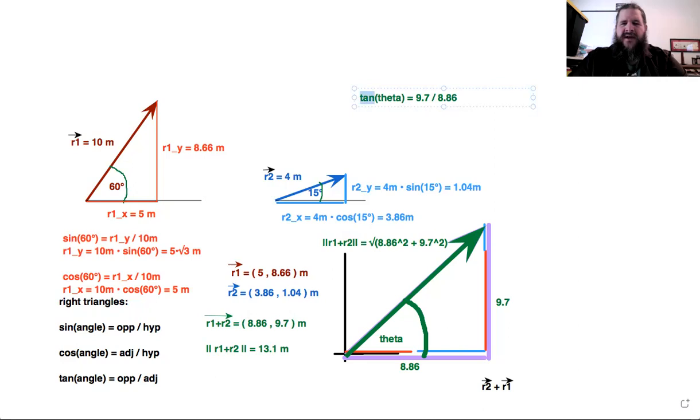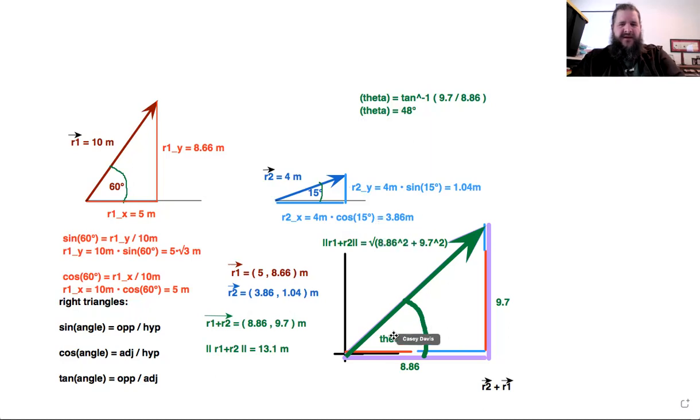And then how do you undo that tangent function? Yeah, you take the inverse tangent or arctangent of both sides. So that you can just punch into a calculator or again, look up on a trig table. Inverse tangent of 9.7 over 8.86 is about 48 degrees. So that would be the answer here.